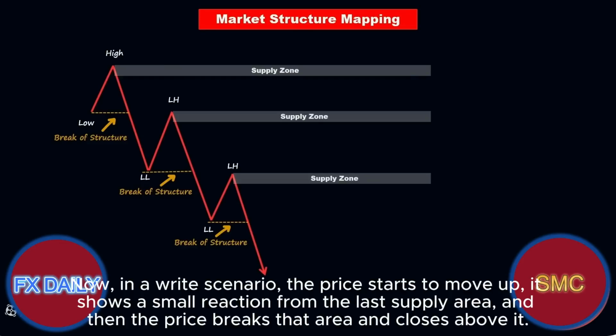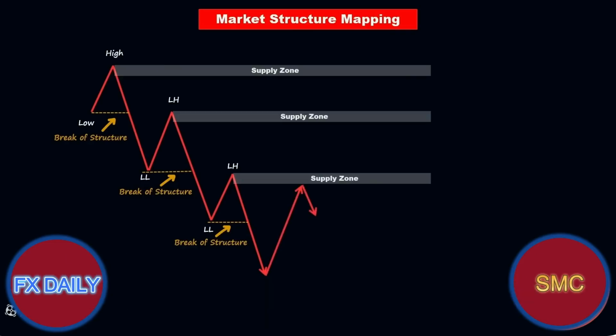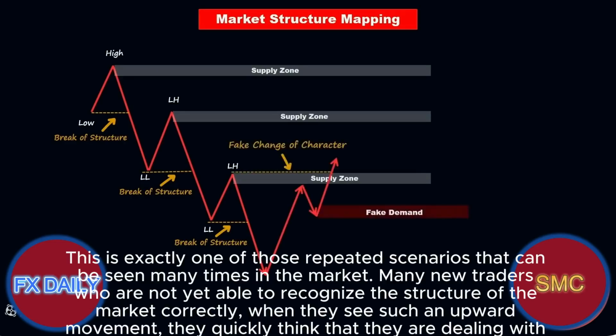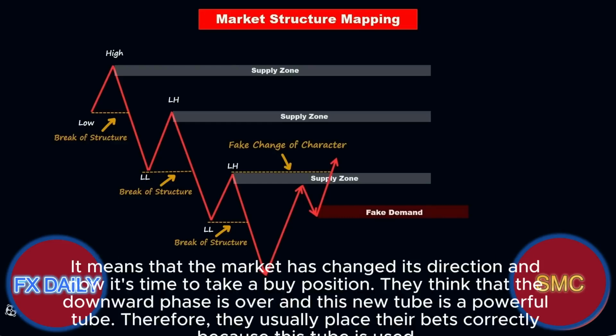Now, in this scenario, the price starts to move up, it shows a small reaction from the last supply area, and then the price breaks that area and closes above it. This is exactly one of those repeated scenarios that can be seen many times in the market. Many new traders who are not yet able to recognize the structure of the market correctly, when they see such an upward movement, quickly think the market has changed its direction, and now it's time to take a buy position. They think that the downward phase is over and this new move is a powerful one.